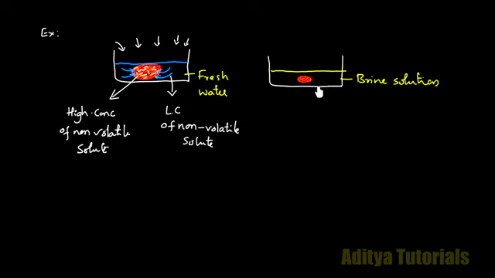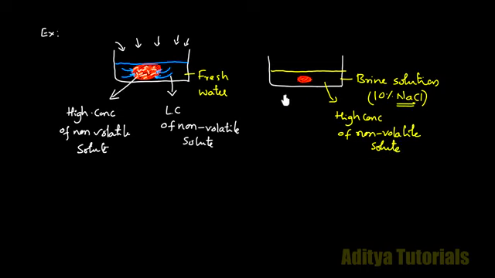Come to the second part. Brine solution is nothing but a 10% sodium chloride solution. So in this, what happens? The concentration of this brine solution is higher. This is a high concentration of non-volatile solute, and the solute in this case is sodium chloride. But in this blood, there are some protein molecules, but compared to the brine solution, it has a low concentration of non-volatile solute.